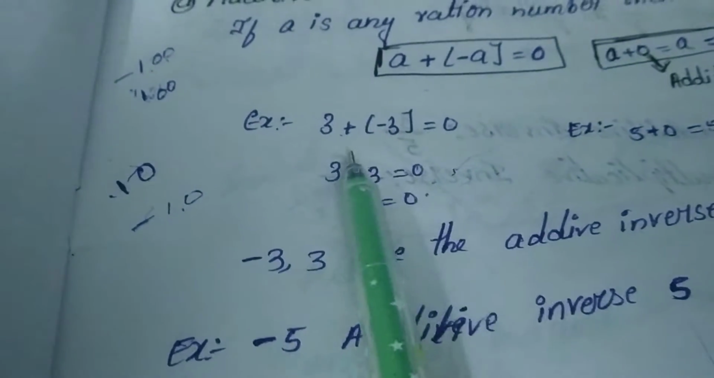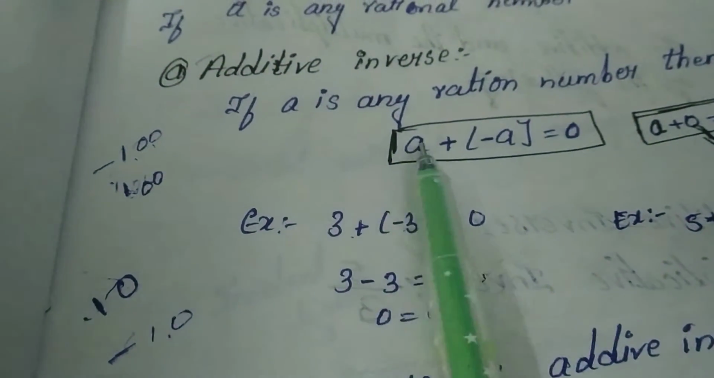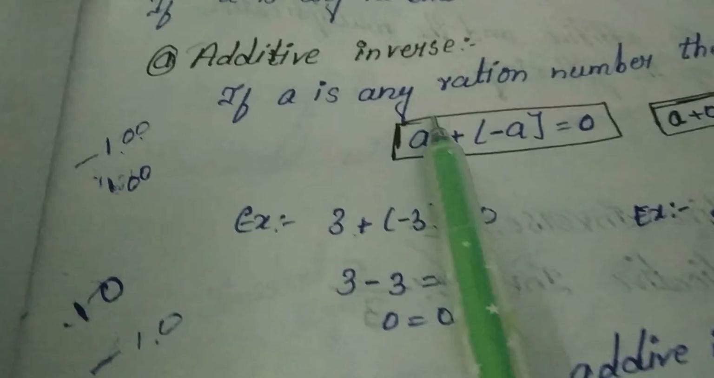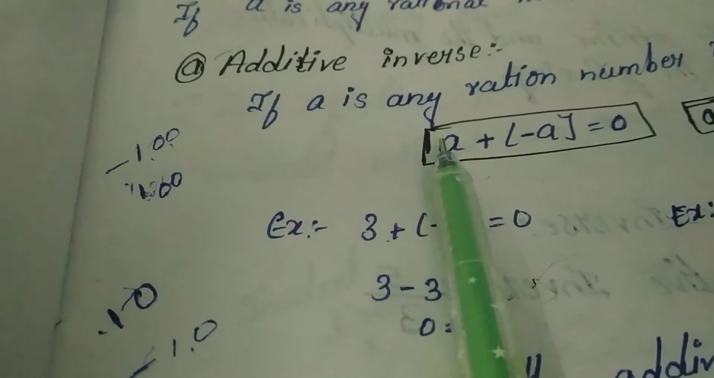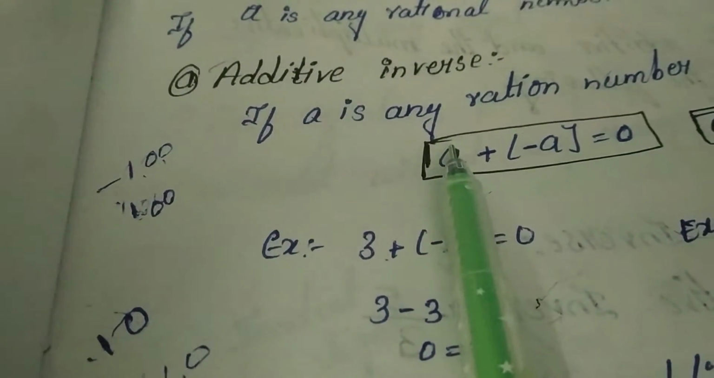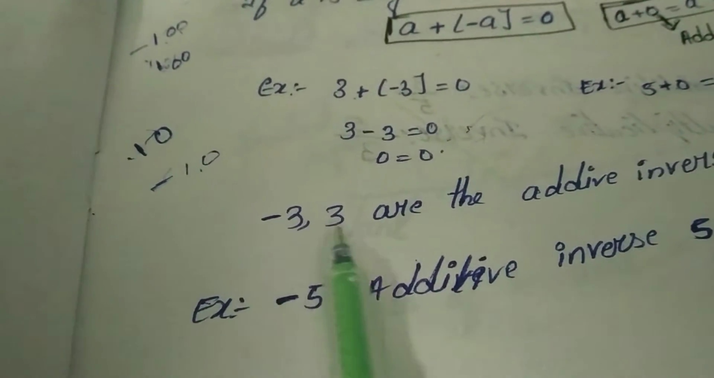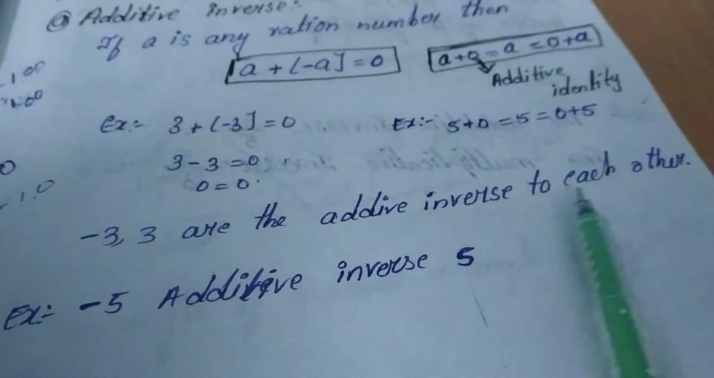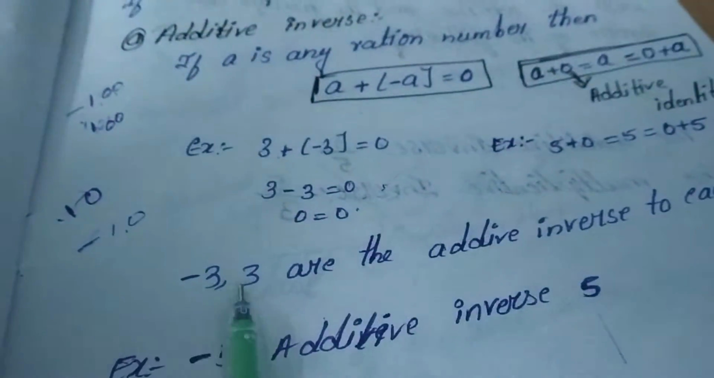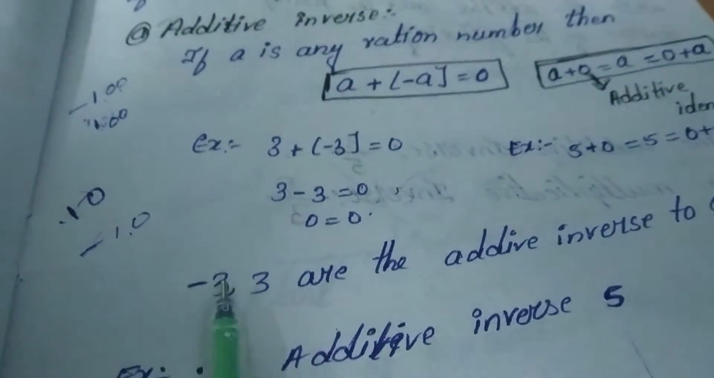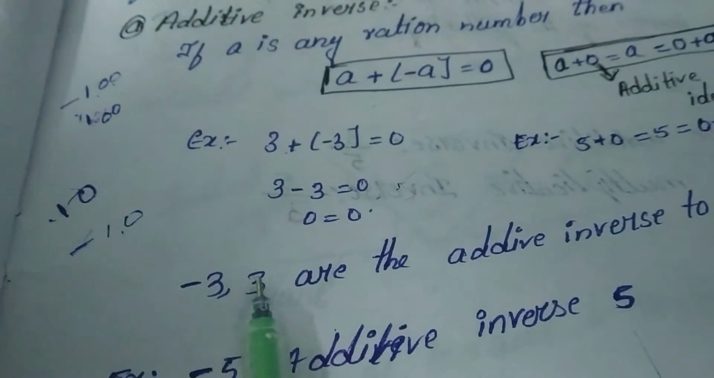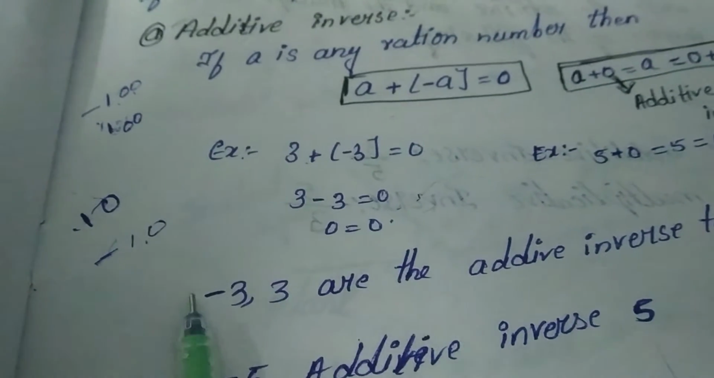Here one thing we have to remember: minus a is the additive inverse of a, and a is the additive inverse of minus a. Here, for example, minus 3 and 3 are the additive inverse of each other. Minus 3 is the additive inverse of 3 and 3 is the additive inverse of minus 3.